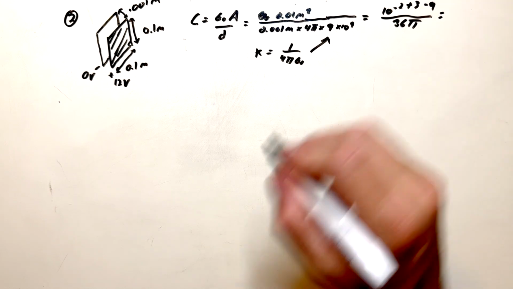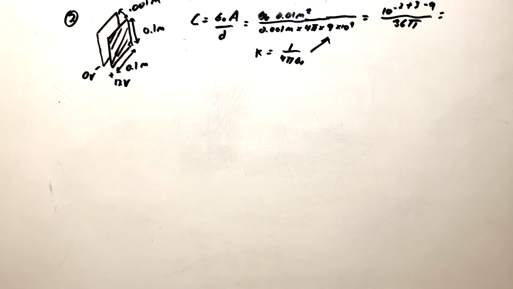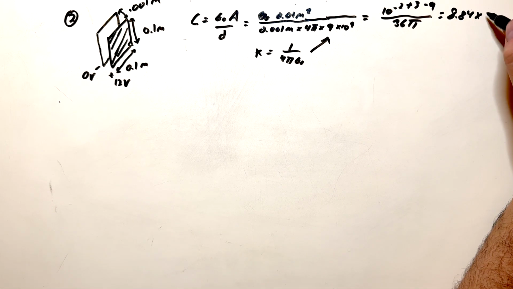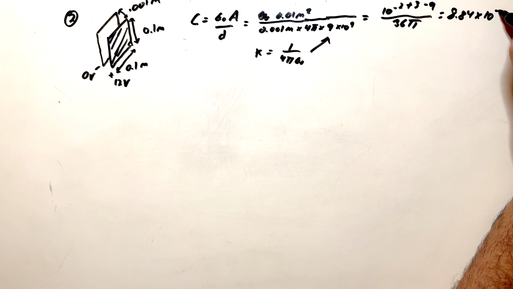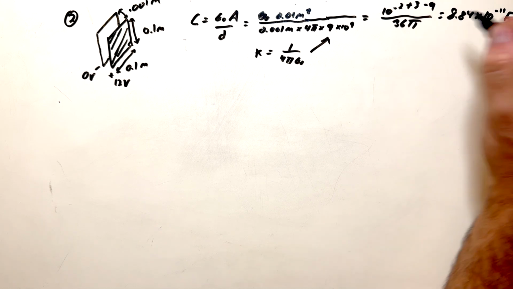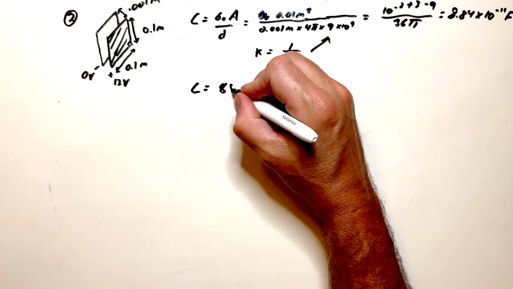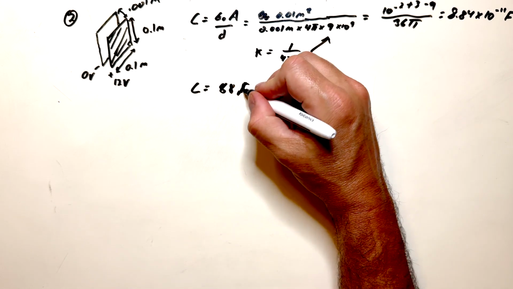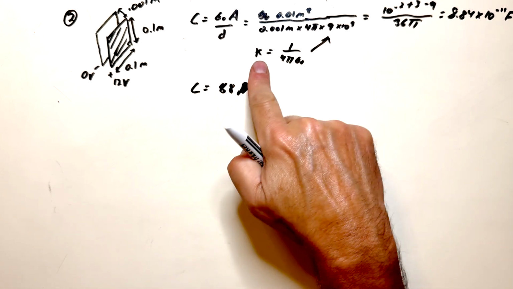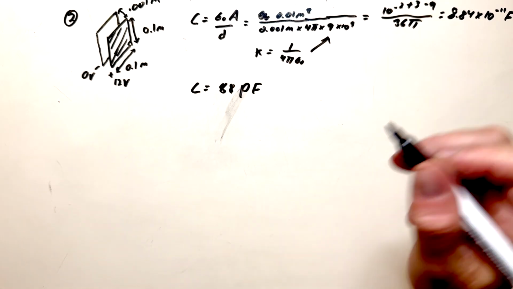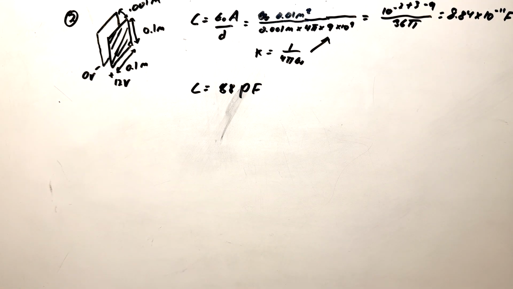And that, let me just punch it into the calculator. Okay, that's 8.84 times 10 to the minus 11 farads. I think I ran off the room. So the capacitance is then going to just be 88 micro. No, not micro. Whoops, that's bad. 88 picofarads. Very small.